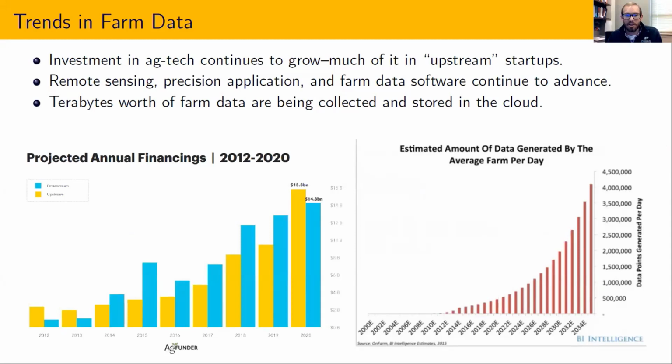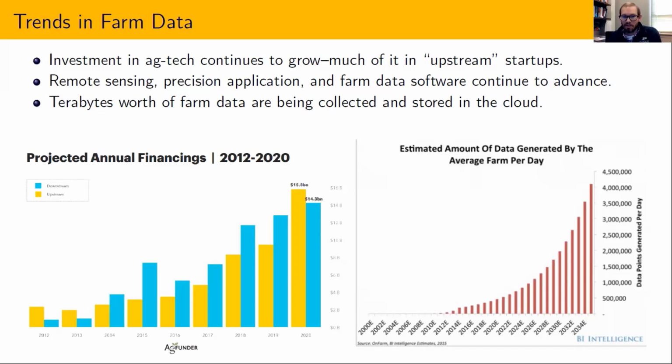And in fact, even though there was the pandemic going on, 2020 actually set a record for investment in ag tech. AgFunder News reported about $30 billion estimated funding raised in 2020 for ag tech, and over half of that was in upstream startups. So again, firms working with farmers. And that actually hasn't happened since about 2013. Most of the investment has been taking place downstream of the farm, but 2020 was a reversal for that.